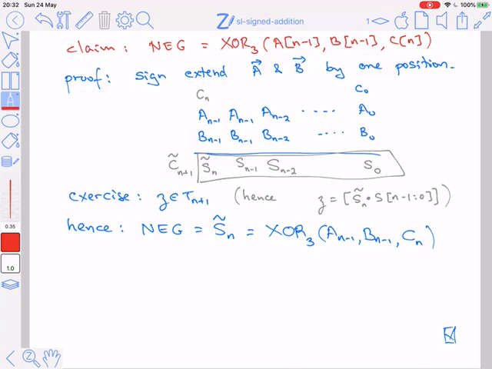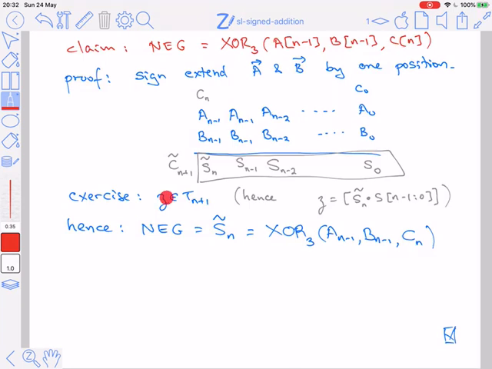To prove this claim, let's extend A and B by 1 position. So we duplicate the most significant bit of A, we duplicate the most significant bit of B, and we perform addition of A plus B plus C. Recall that duplicating the most significant bit does not change the value that is represented by the binary string in 2's complement representation. Now we perform the sum. We get these sum bits plus this sum bit in position n, because we are doing addition from position 0 to position n. There's also a carry out here. We don't want to worry about it now.